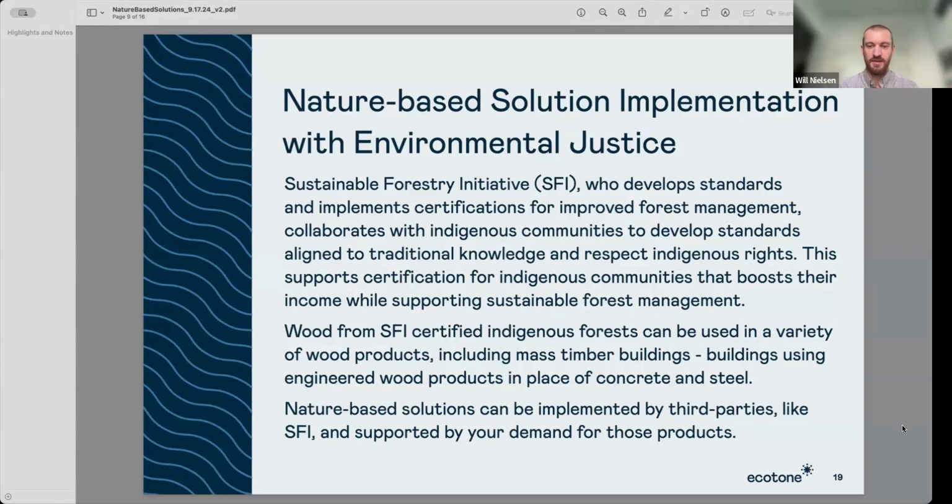And SFI has developed this program too, where they work closely with indigenous communities across the US and in Canada, really working to engage them and learn about the different practices that they're using as well, and integrate those practices into the standards that SFI has been creating, so that there's this opportunity for the different indigenous communities that are managing forests to also get this certification, and having that certification aligned to the traditional knowledge, as well as the indigenous rights too. So by doing that, we're getting this combination of benefits again, these different win-win type scenarios, right?